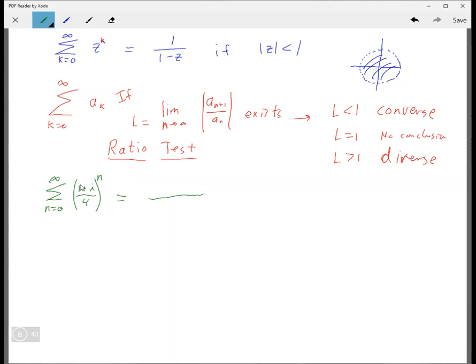Because the modulus of this is less than 1. Okay, so the modulus is less than 1 for this one, because this z is (1 plus i) over 4. So it's going to converge to 1 over 1 minus this. I guess we can multiply the numerator and denominator by 4. Well, look at that, 4 over 3 minus i.